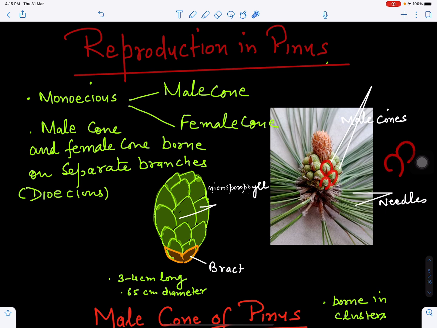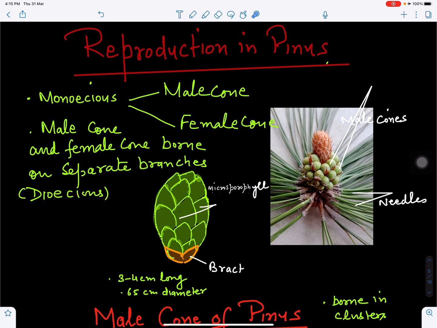These male cones are present in clusters and they are also arising in the axil of the scale leaves. These are the needles, green needles. Morphology and anatomy we have discussed in the previous videos. Now this is one male cone and we can see it is made up of microsporophylls. These are the leaves which bear the sporangia. They are called microsporophylls.